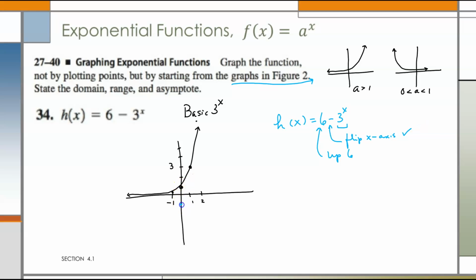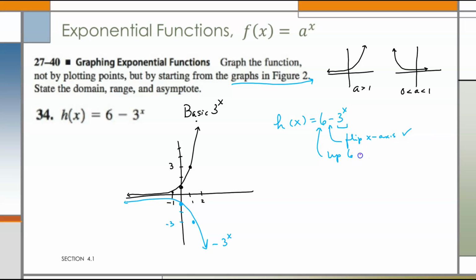So we need to start with flipping on the x-axis first. That would come down here. We'd be at (0, -1). Here we would have (1, -3). The x-axis is still our horizontal asymptote. So this only works on flipping the 3 to the x graph.